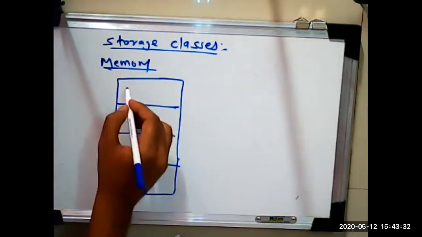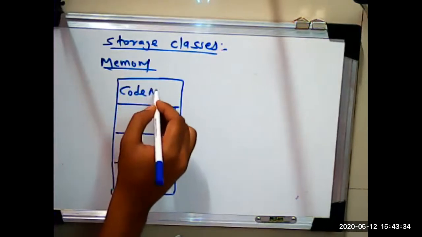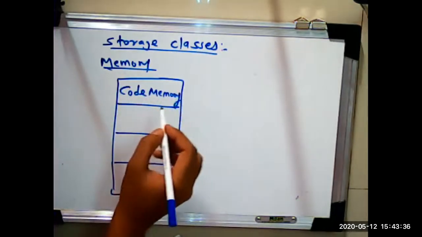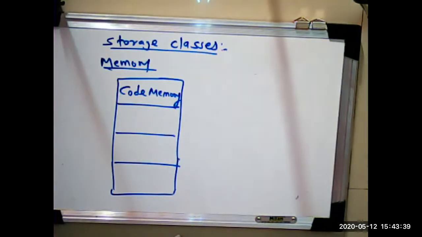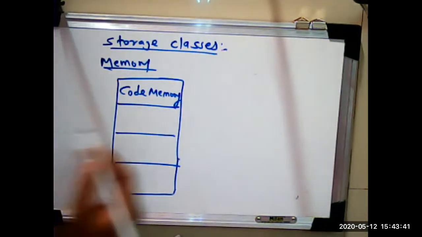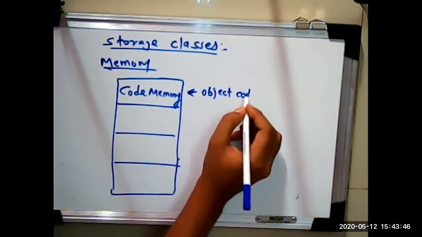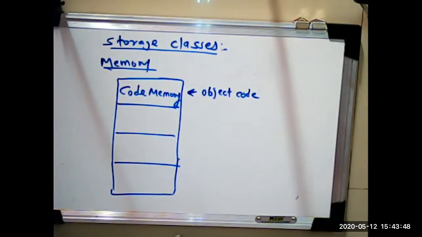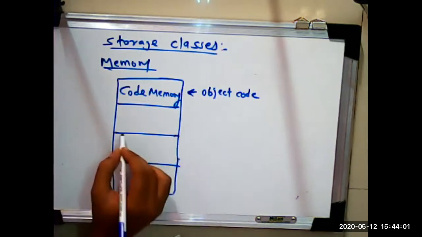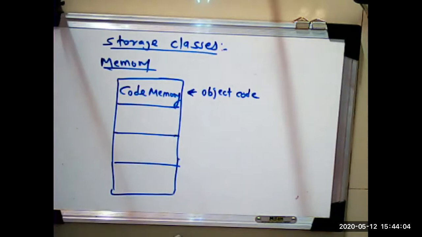The very first part is known as the code memory, or also known as the code segment. The code memory contains the object code of your program. So what is the object code? Whatever the object code is, it is placed into the code memory. If your object code size is 2 kilobytes, the code memory size is 2 kilobytes. Your object code gets copied from your hard disk to your RAM, into the code memory.